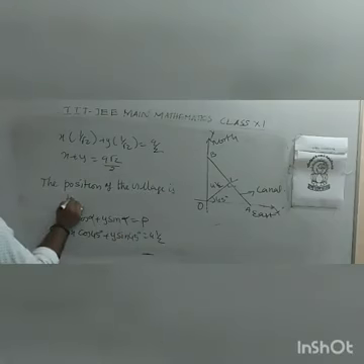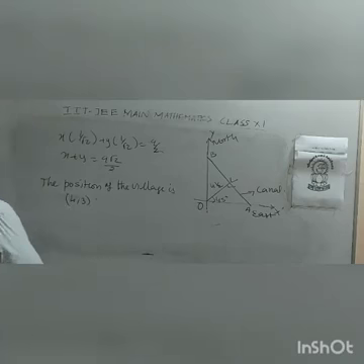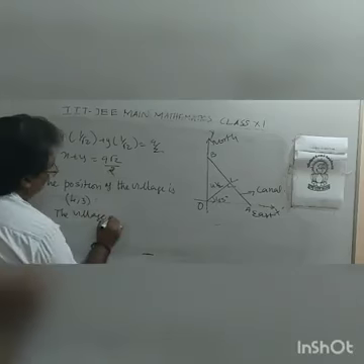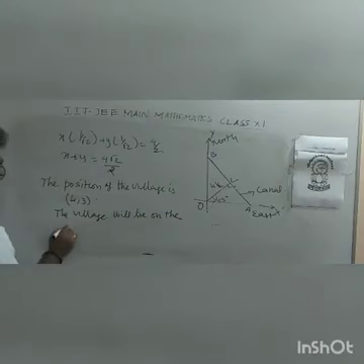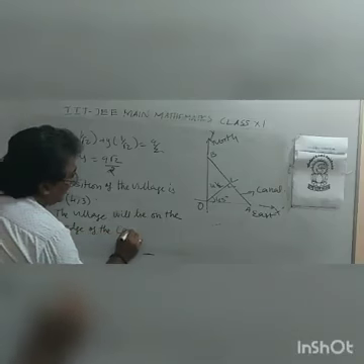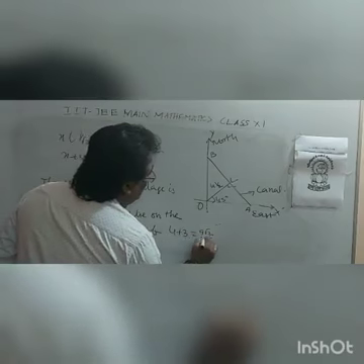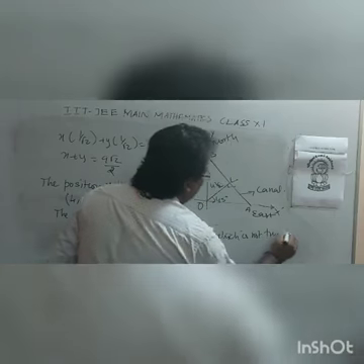The position of the village is four miles through north, that is y direction 3, x direction 4. So 4 comma 3. The village will lie on the edge of the canal if we substitute x equal to 4, y equal to 3. 4 plus 3 should be equal to 9 root 2 by 2. 4 plus 3 equals 7, which is not true.